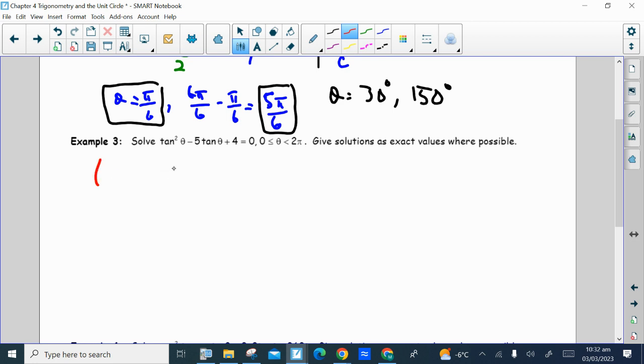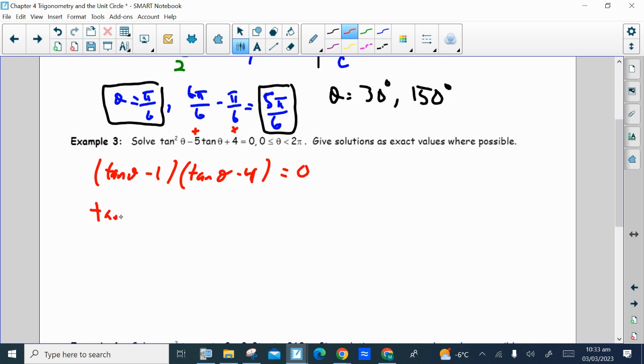This is a second degree trig function. So the front terms have to multiply to get tan squared theta, which means you'll need a tan theta and a tan theta. The last terms will multiply together to get plus 4, and the outer and inner products will have to get to negative 5 tan theta, which means we need a negative 1 and a negative 4. They will multiply together to get plus 4, and if you multiply out the outer and inner products, you're going to get minus 5 tan theta.